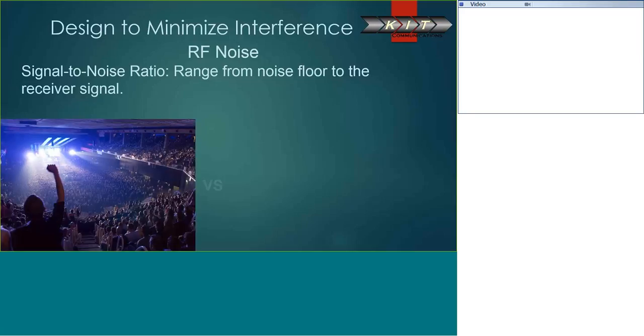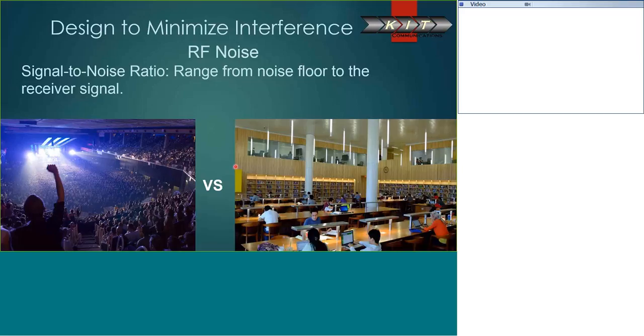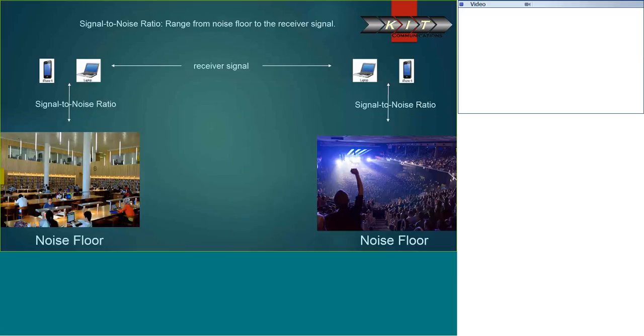So if we think of noise floors, we could have two possible analogies here. We have a rock concert with thousands of people screaming and yelling, very loud, but we also have a library where it's very quiet. So if we consider those two to be equivalents of our possible noise floors, we can see that the ratio is different from this to the receiver signal.